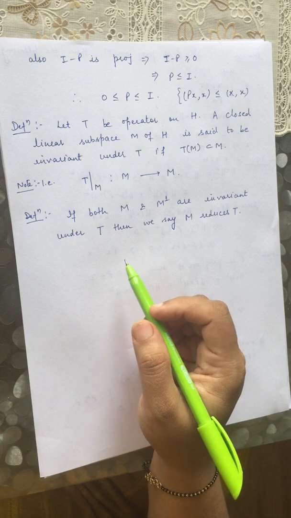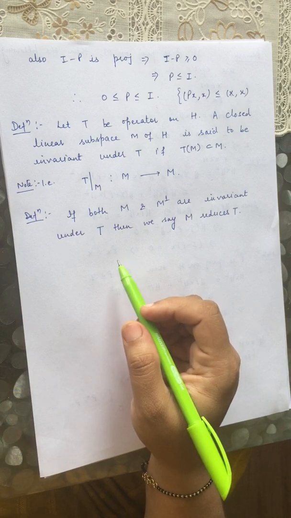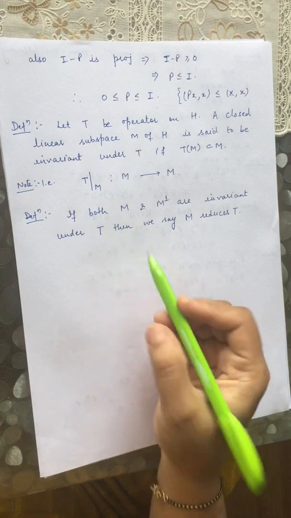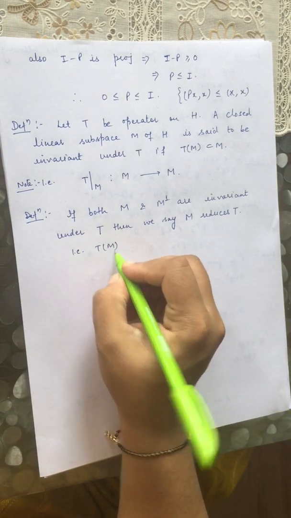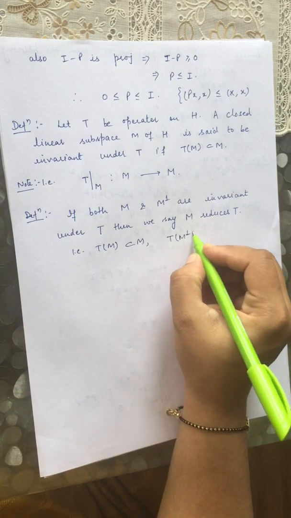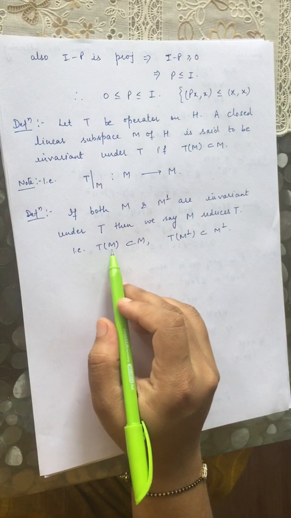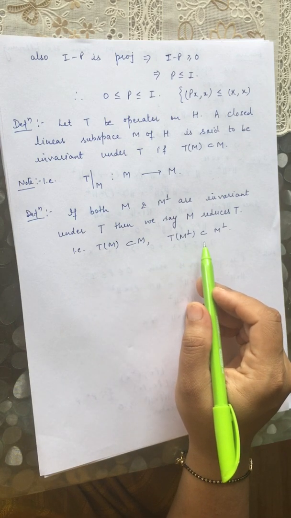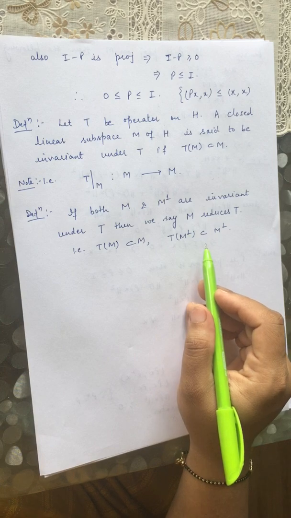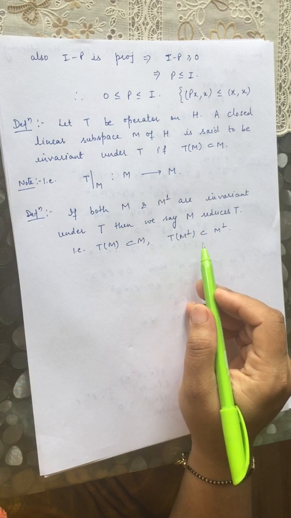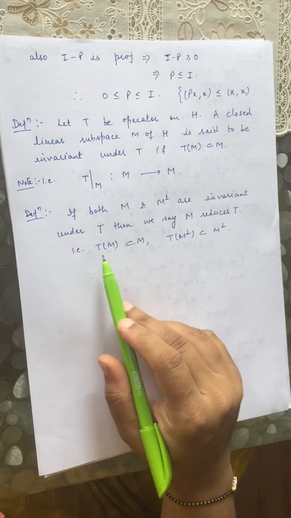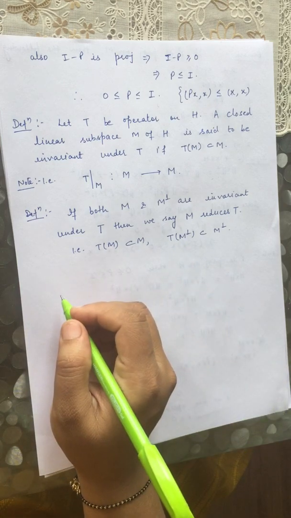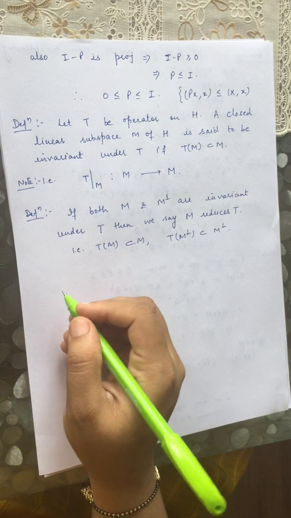In this situation, we can replace the study of T as a whole by the study of its restrictions to M and M perp, because in this case T of M is contained in M and T of M perp is contained in M perp. That means both the restrictions, T restricted to M and T restricted to M perp, are operators on M and M perp respectively. So the study of the operator T regarded as an operator on the whole of the Hilbert space H is replaced by the study of the operator T on M and operator T on M perp. So we translate these concepts into relations between T and the projections on M.